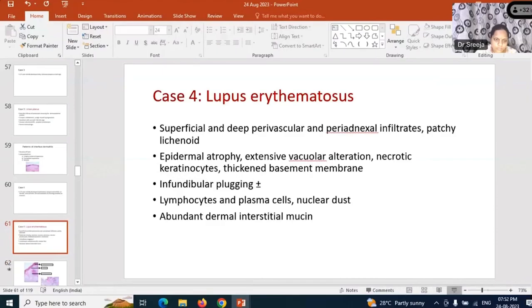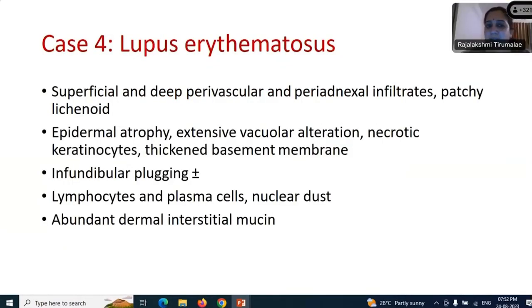So this is a case of lupus erythematosus, right? So superficial and deep periadnexal perivascular infiltrates. Sometimes it could be lichenoid. Varying degrees of vacuolar alteration. One of the features we did not see here was thickening of the basement membrane. Probably because this was a little earlier lesion that you're seeing, so we could not appreciate a thickened basement membrane. Lymphocytes, plasma cells often present in the infiltrate. Sometimes you see nuclear dust, and the common denominator is abundant dermal interstitial mucin.